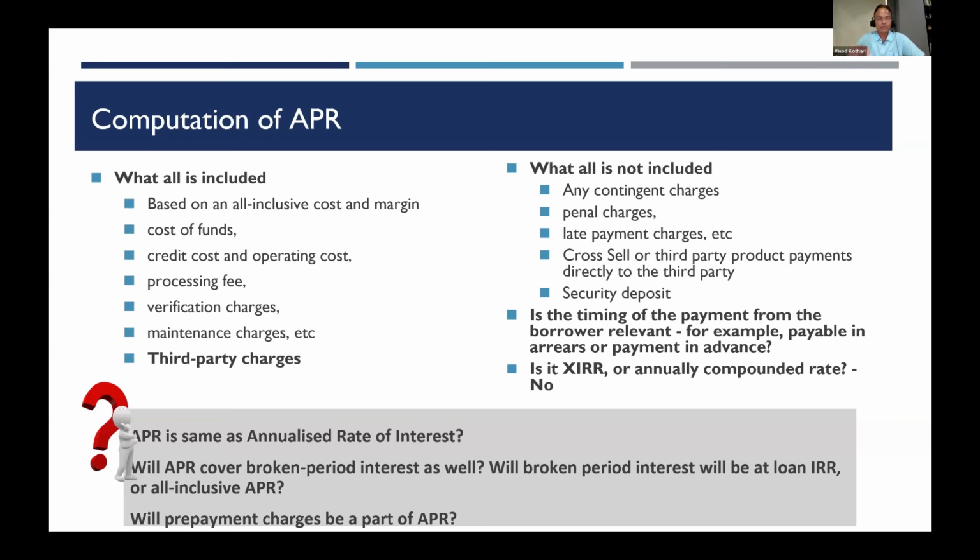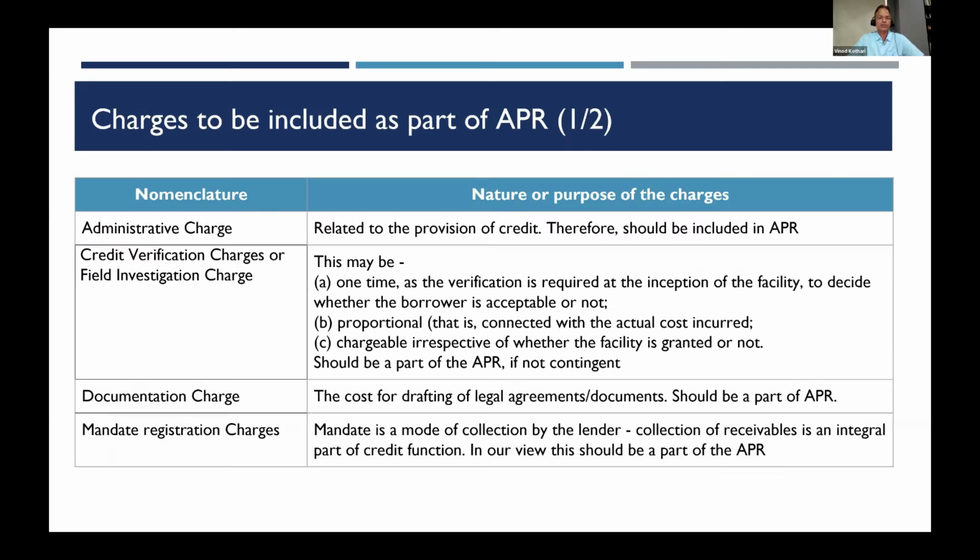So will broken period make a difference? Because the APR itself is different than the IRR. If you're having broken period interest, even though it might be at the same rate of interest as the ROI itself, it will still have an impact on the APR computation. Will prepayment charges be a part of APR? Answer is very clearly no, because it's a contingent charge.